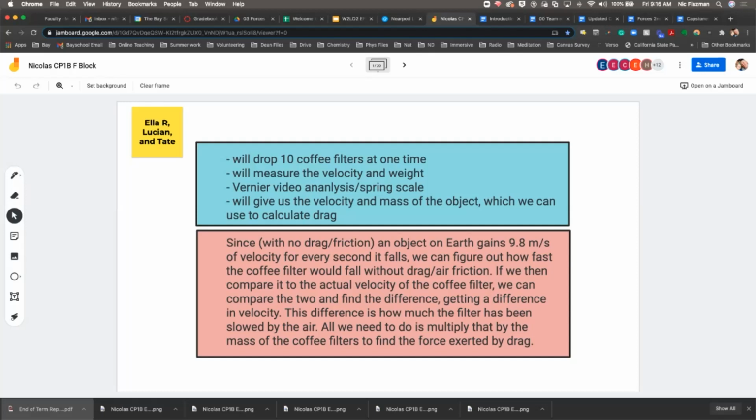I was just wondering how the each object gains 9.8 meters per second of velocity for every second it falls. So is that entirely true, or is there at some point where it reaches a kind of constant velocity? I don't know, because it seems like things would fall at different rates.